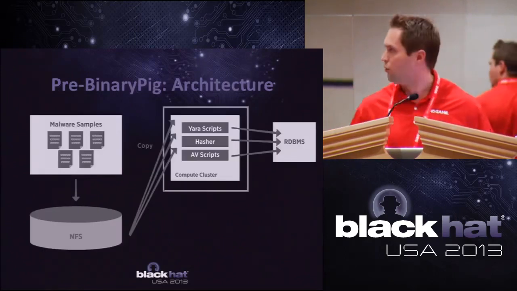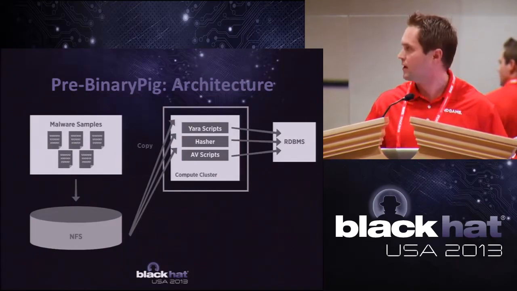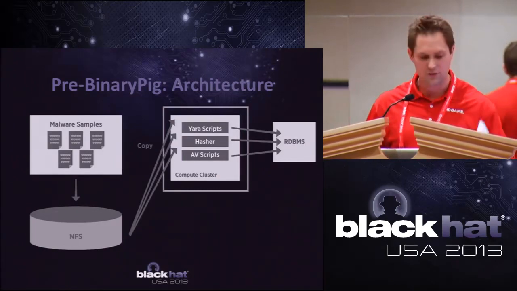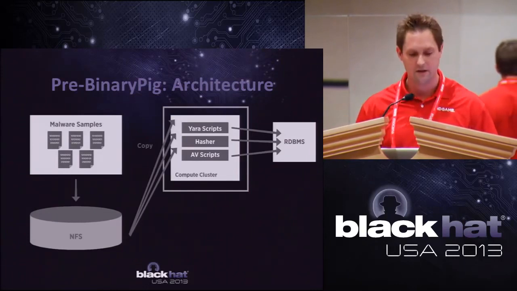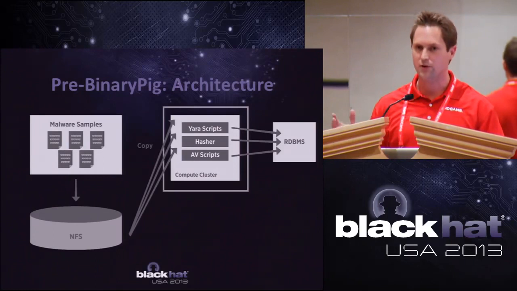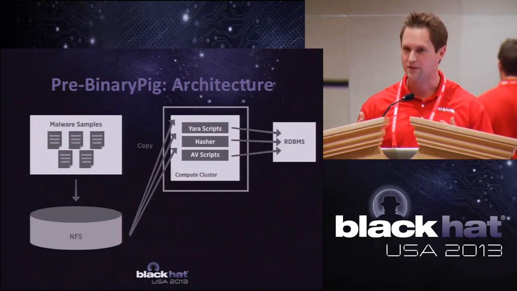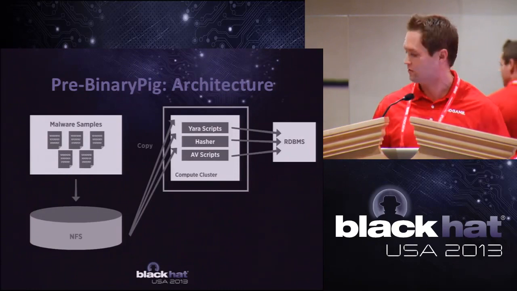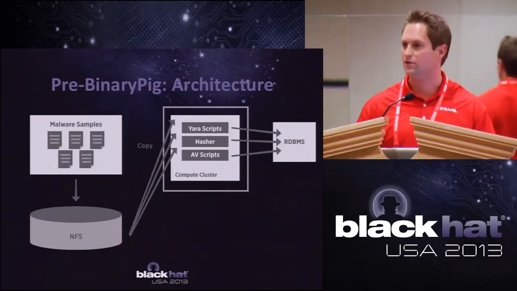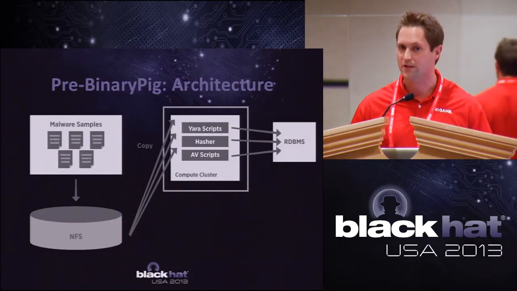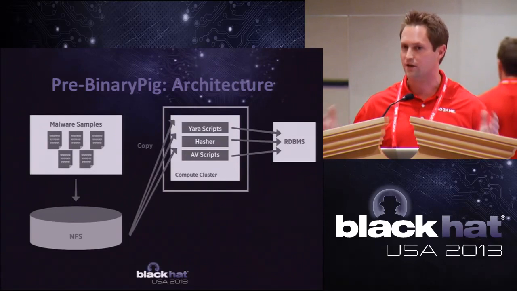So now I want to cover the old architecture, pretty much the old way we used to handle processing malware. In this picture we have a ton of malware samples, all stored in NFS. We use a compute cluster which consists of several servers that all mount NFS, and they process the malware, and then that data gets stored into a relational database. If you've done any large-scale data processing over the past 10 years, this architecture might look familiar. It's a pretty standard, pre-Hadoop, large-scale data processing architecture.